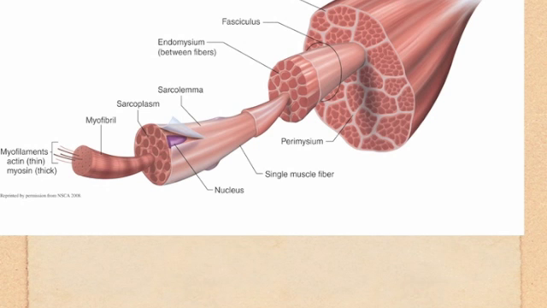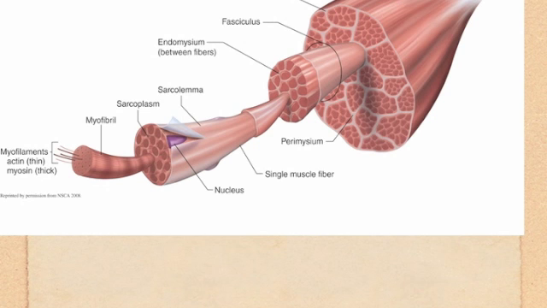And then you see coming out of the muscle belly a tube, which is called the fasciculus. The fasciculus is a bundle of individual muscle fibers or cells. And this also is surrounded by a wrap of connective tissue, and we call that the perimysium.